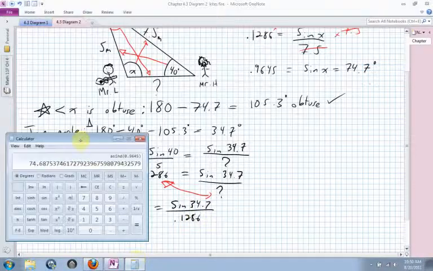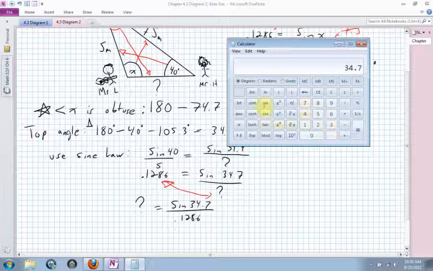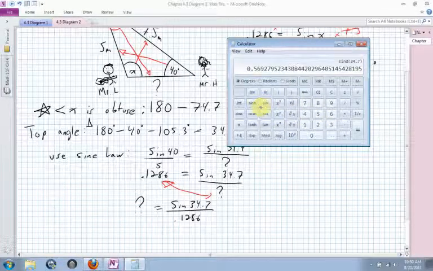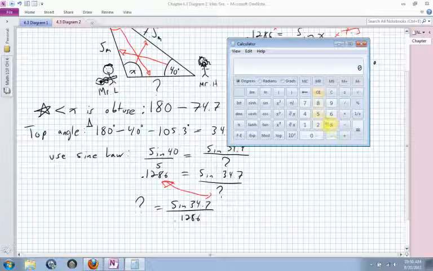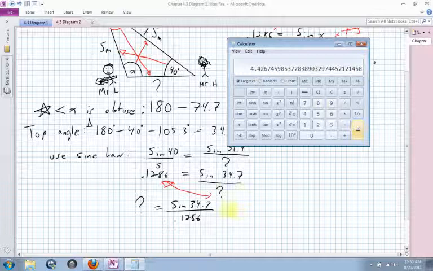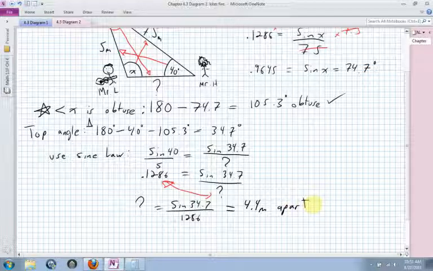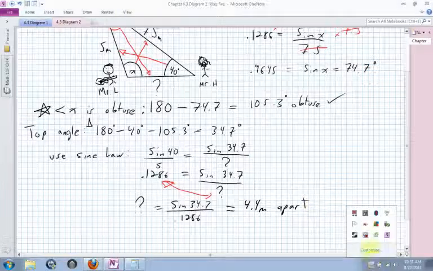Now, I didn't show this before, but when you're doing this on your calculator, a good method to use is, first of all, figure out what the sine of 34.7 is. And then once I have that on my calculator, then I can divide by 0.1286, and it gives me 4.4 roughly. So question mark should be equal to about 4.4 meters apart. Notice that we're much less distance apart this time than we were last time. And that's how to solve diagram 2.